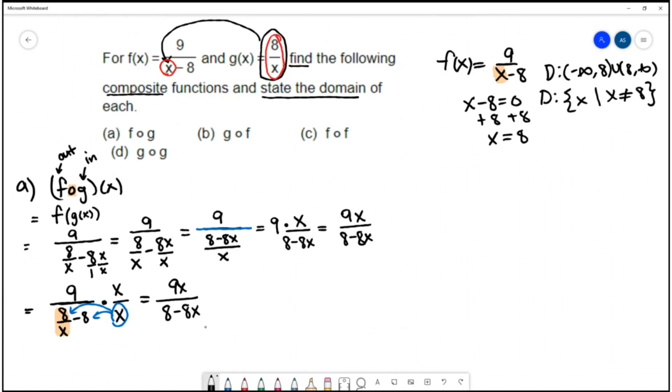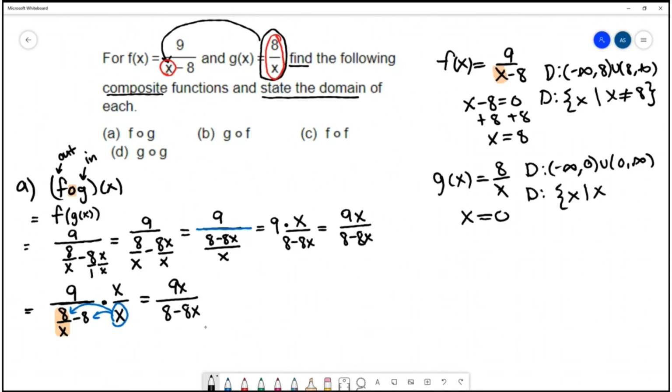Okay, we're going to do the same thing with the function g of x. g of x is 8 over x, which is a rational function. We'll set that denominator equal to 0 to find the restricted values, and this time 0 is our restricted value. So we can write that in interval notation. It's negative infinity to 0, union with 0 to infinity, or in set builder notation, x such that x is not equal to 0.